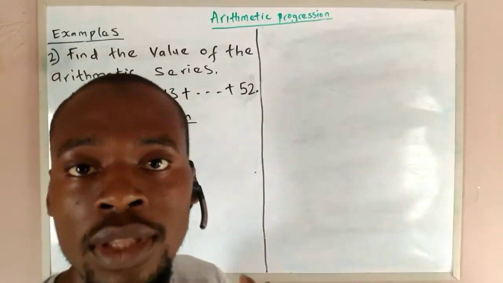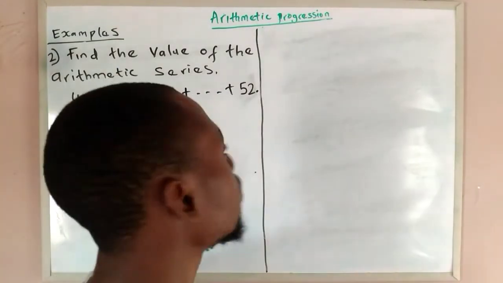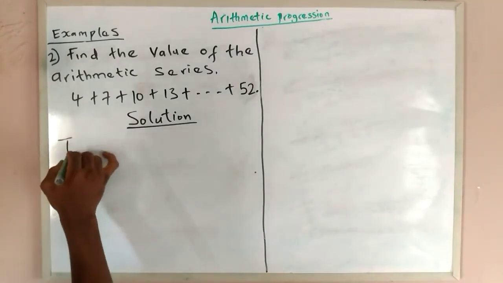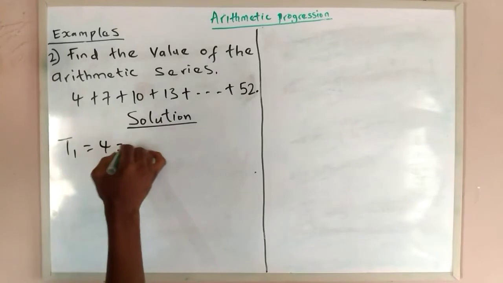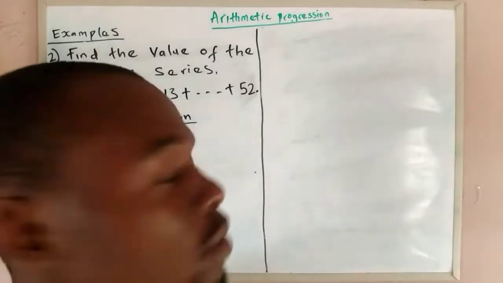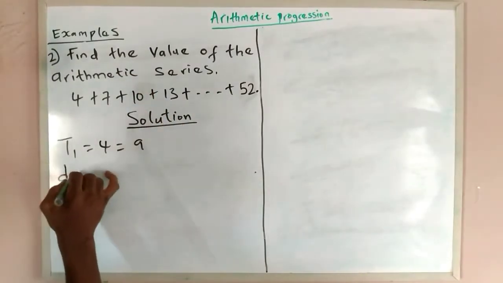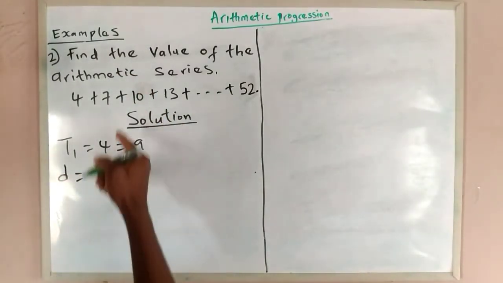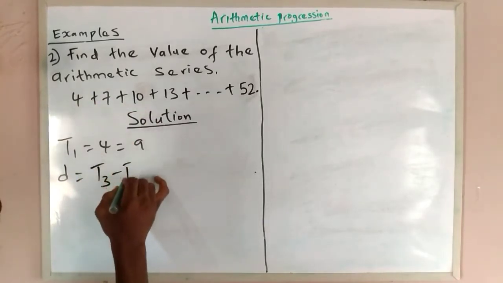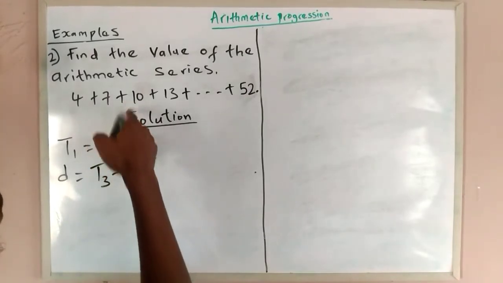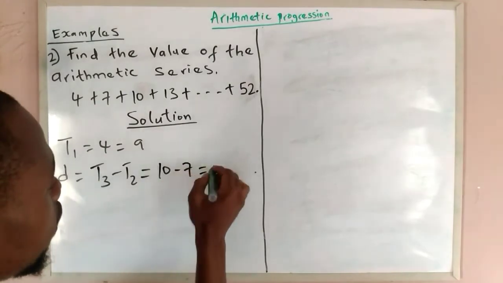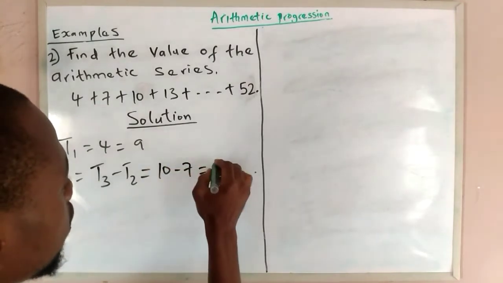Actually, we are going to treat this as a sequence first. Now, how do we do that? Our first term here is 4, and that's going to be our a. For us to get a common difference, we use the formula d is equal to, just pick any term, maybe like third term minus second term. So that will be T3 minus T2, and our third term here is 10, our second term here is 7. So we have 10 minus 7, that will be 3.